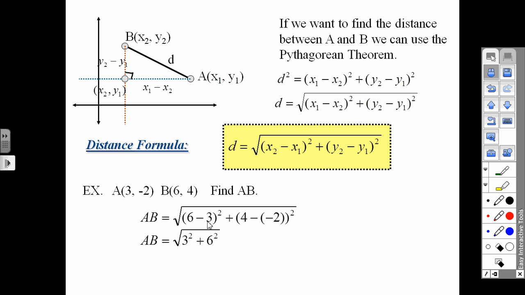So 6 minus 3 is 3, so we take 3 squared. And 4 minus a negative 2 is like adding, so that becomes 6 squared. Then we get the square root of 9 plus 36. Add that together, we get the square root of 45. And this is why we learned how to simplify radicals. 45 is 9 times 5, so that comes out to be 3 root 5. So that's the length, or the distance, between point A and point B.